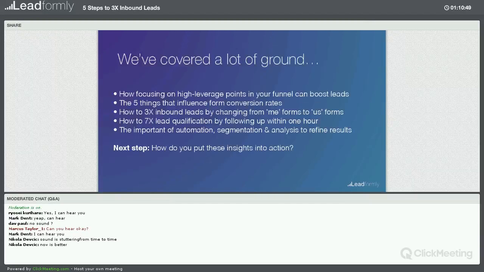Okay, so we've covered quite a lot of ground so far. We've looked at how focusing on high leverage points in your funnel can boost leads. We've looked at 5 things that can influence form conversion rates, being the form optimization pyramid. We've looked at how to triple inbound leads by going from a me form to an us form, 7xing lead qualification rates by following up with people quickly, how you can automate that using marketing automation, and then why value segmenting your leads and using analysis matter. The next step is, how do you actually take all of these insights and put them into action?